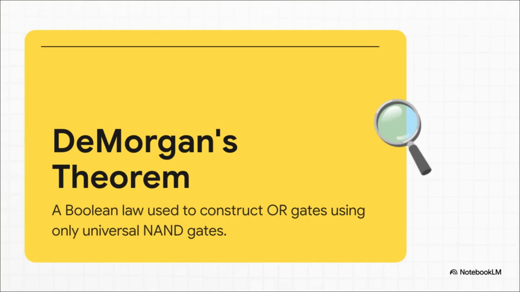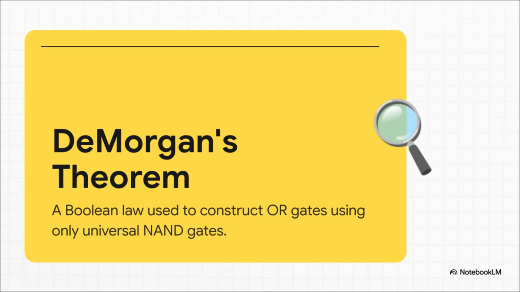Translating all this data into actual physical circuitry brings us to a classic hurdle, proving why NAND is considered a universal gate. If you want to build an OR gate out of just NAND gates, you can't just guess your way there. You have to lean on De Morgan's theorem. By applying De Morgan's, we know that A or B is functionally identical to taking the inverted A and the inverted B and passing them both through a NAND gate.